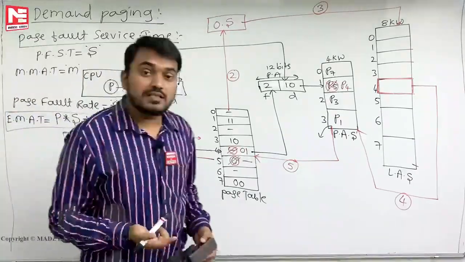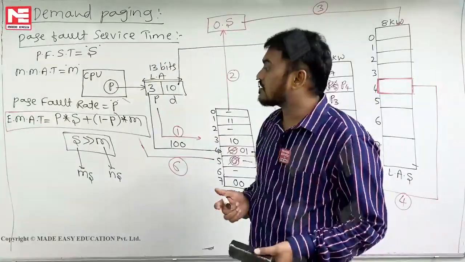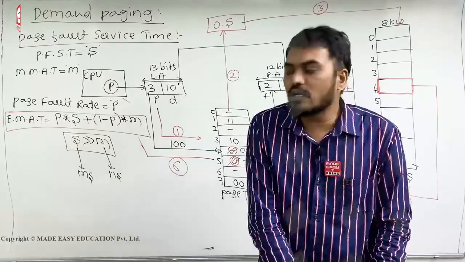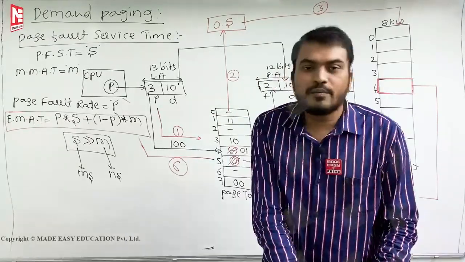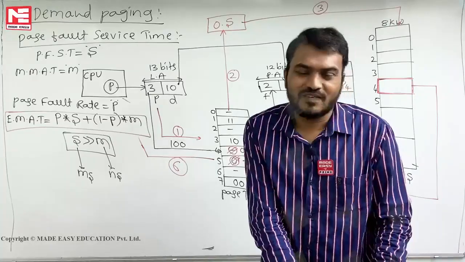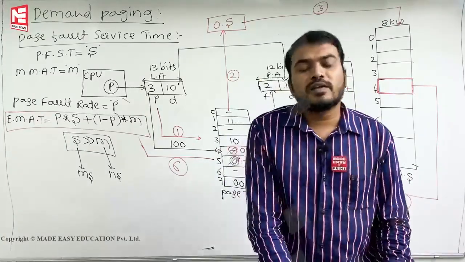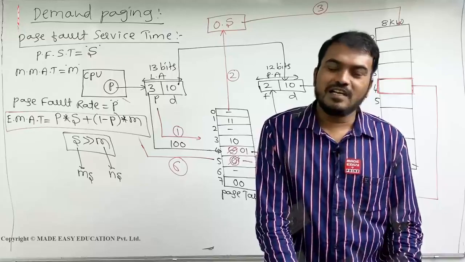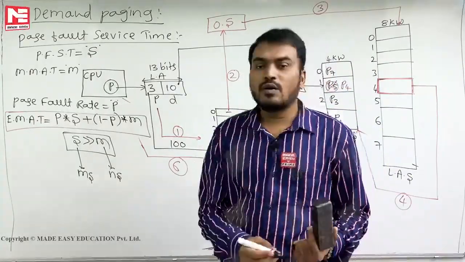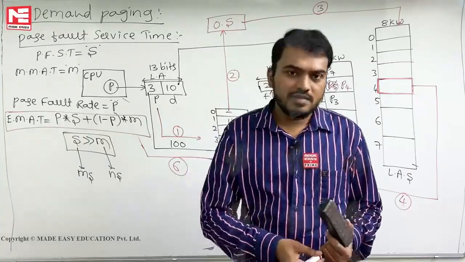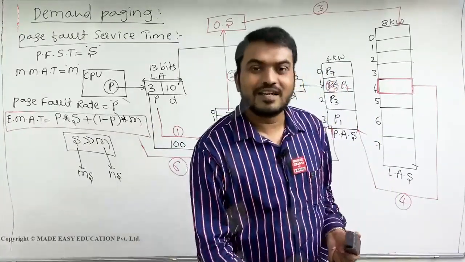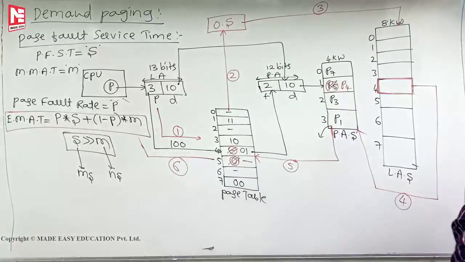Is that clear? Next we are going to solve various questions, from low level to high level, based on the page fault service time and also with respect to effective memory access time. I will slowly increase the complexity. Just revise all the points carefully, and next we will take up the questions. I think all of you are following, right?